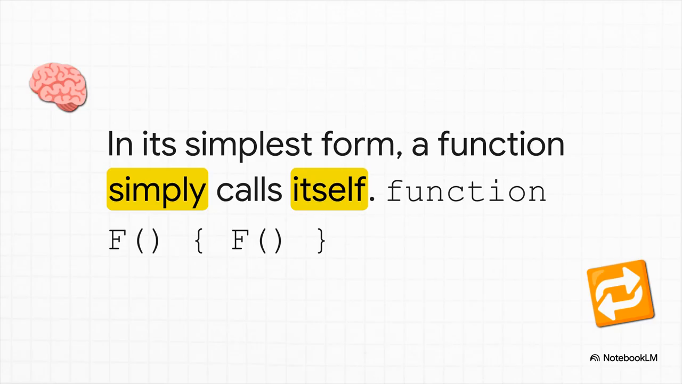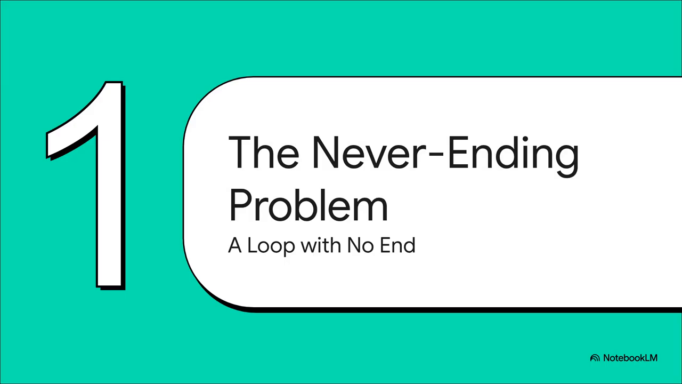But you're probably already thinking, wait a second, and you'd be right. There's a big lurking problem here. And that brings us to the first and biggest problem with recursion, the never-ending loop. What happens when a function just keeps calling itself with no off switch?